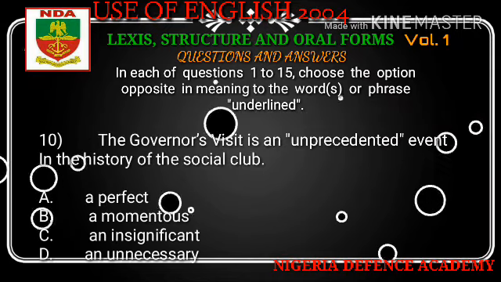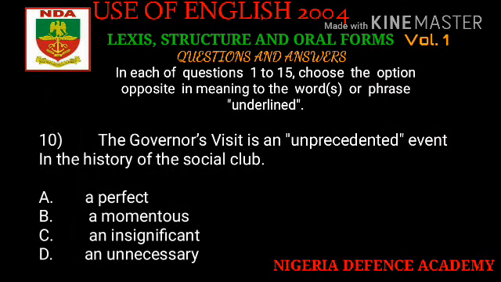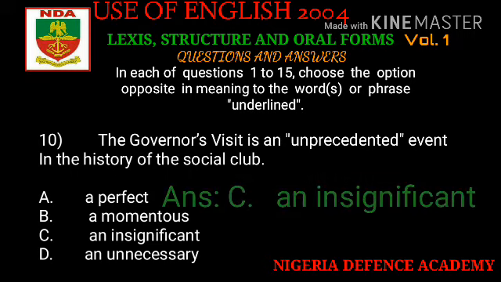Question number ten. The governor's visit is an unprecedented event in the history of the social club. Now, what do you think is the answer from the options? Option A, a perfect. Option B, a momentous. Option C, an insignificant. Option D, an unnecessary. Well, sir, the opposite in meaning to the word unprecedented is insignificant. Option C has the right answer. Thank you, sir.